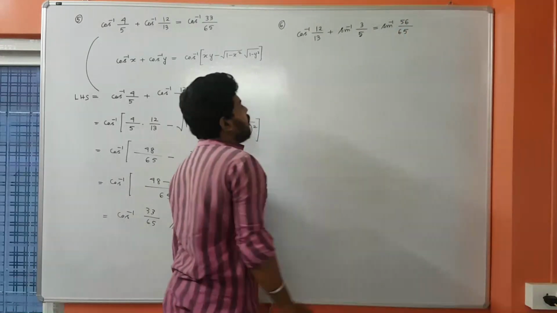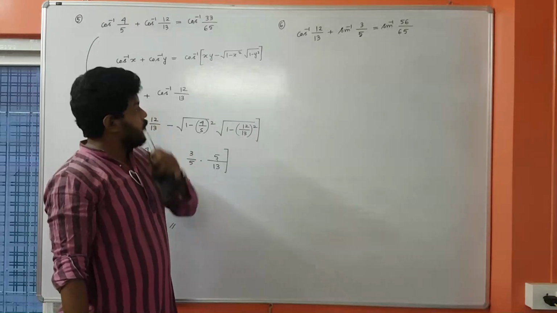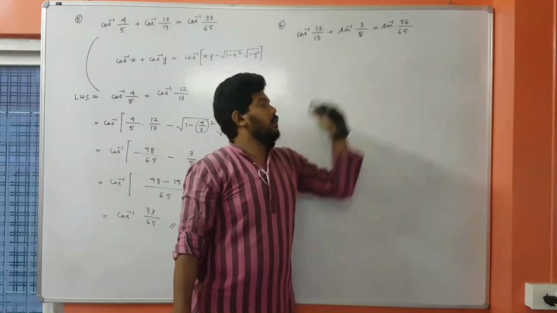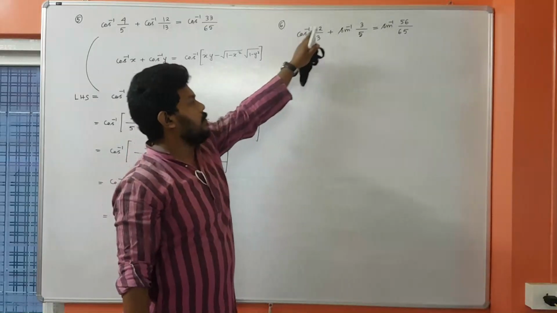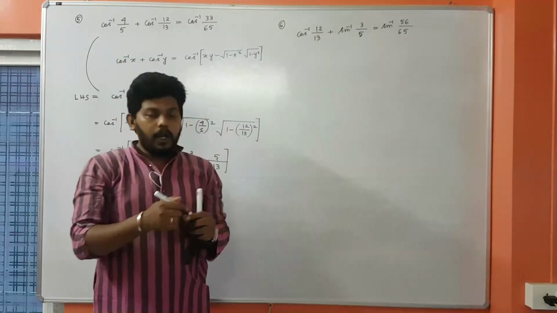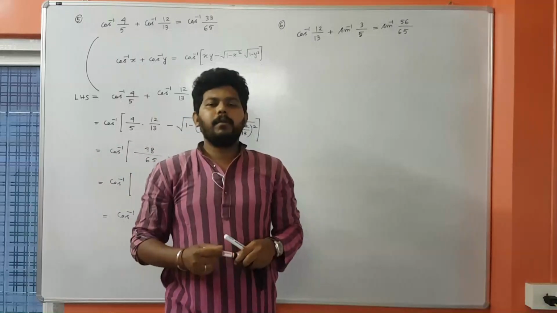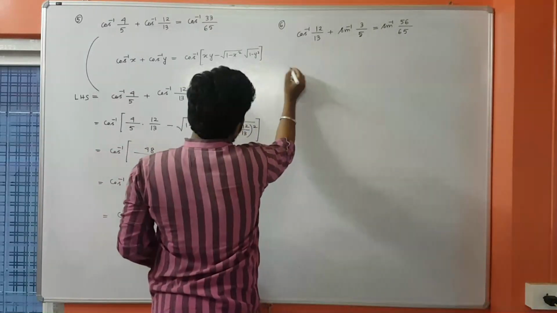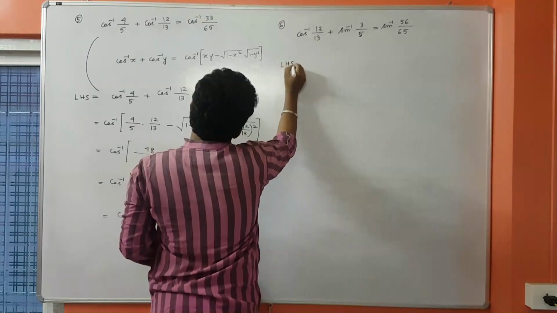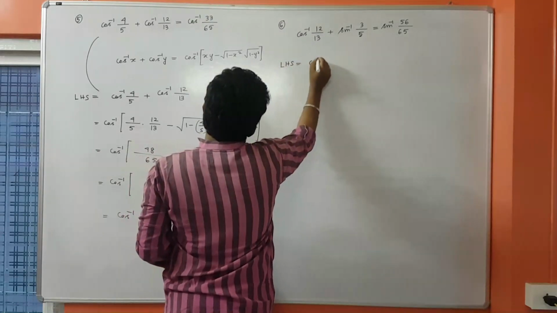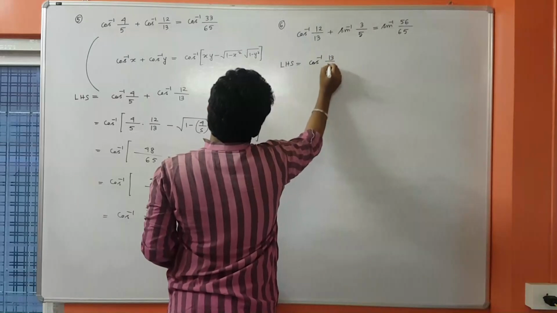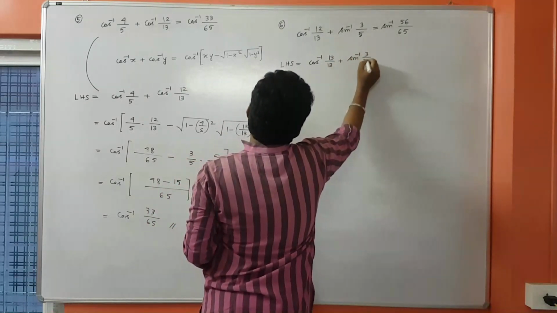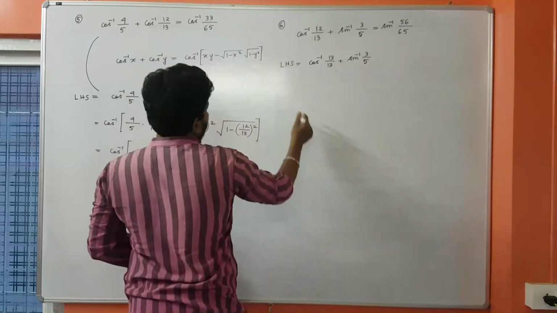Now, how to solve it? Similar question, the result is in sin inverse. This is cos inverse, sin inverse. You can apply the formula of sin inverse x plus sin inverse y, but it is cos inverse. At first, let cos inverse of 12 by 13 plus sin inverse of 3 by 5 be equal to LHS.